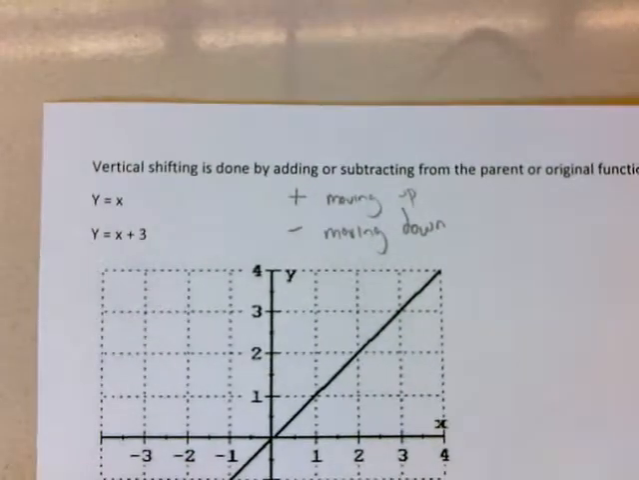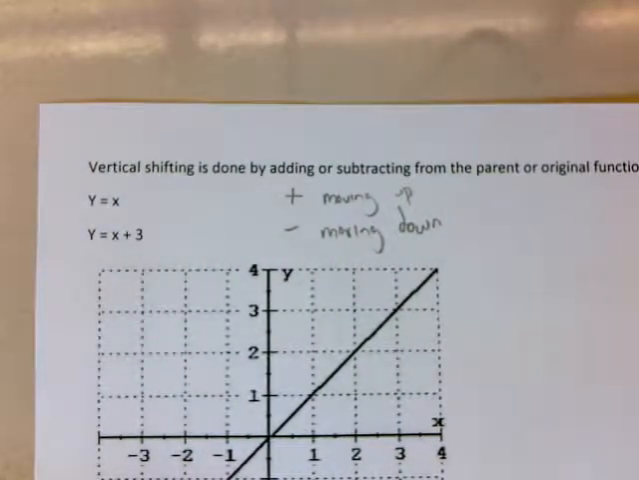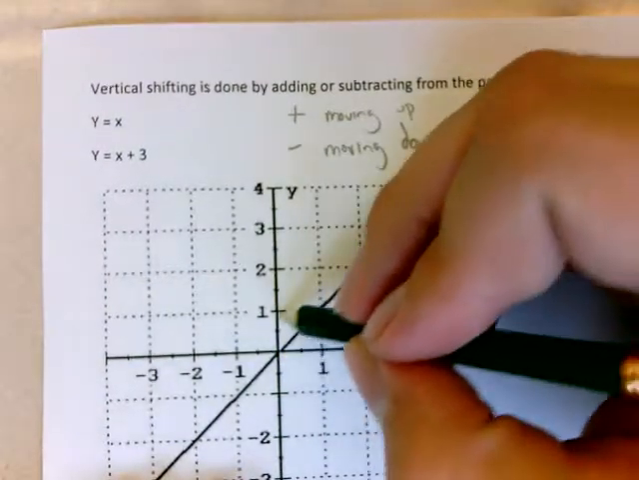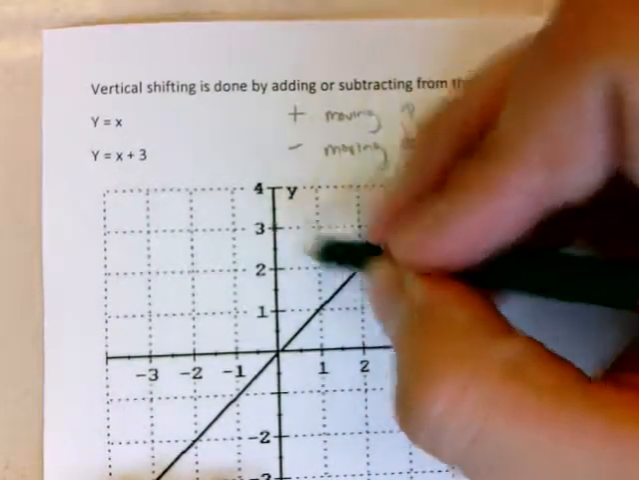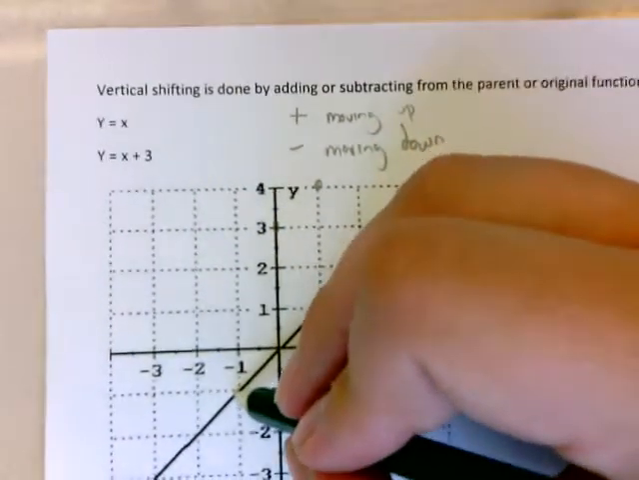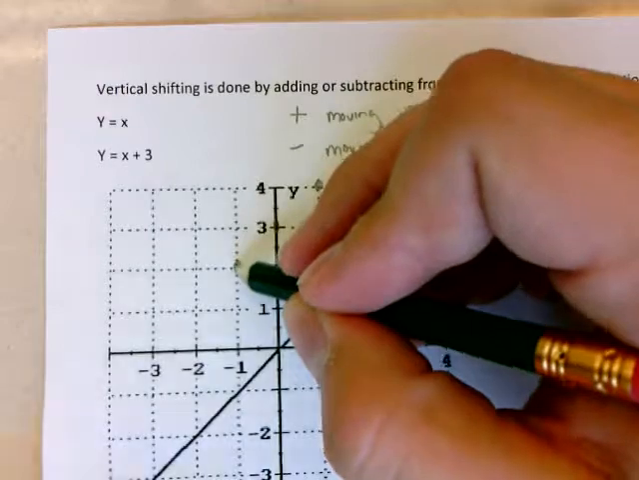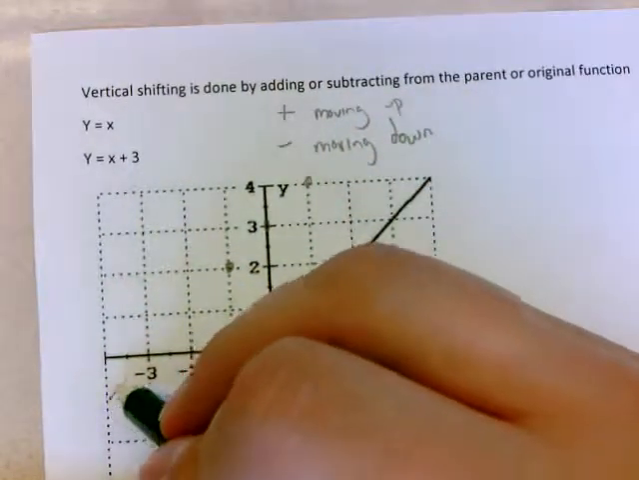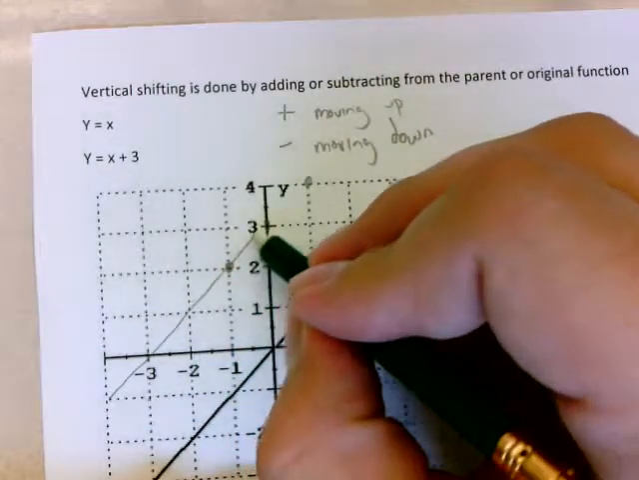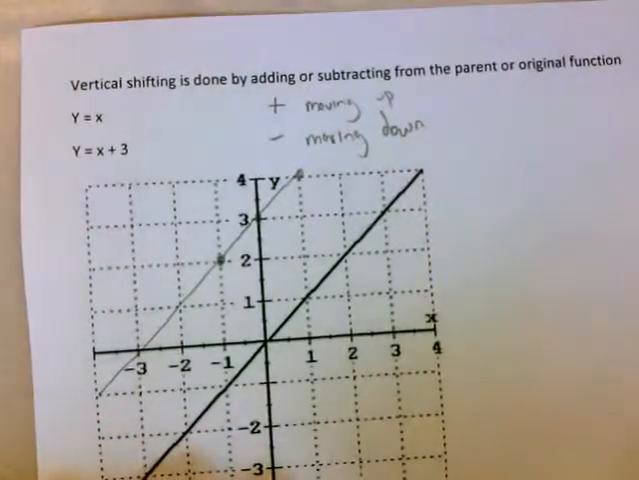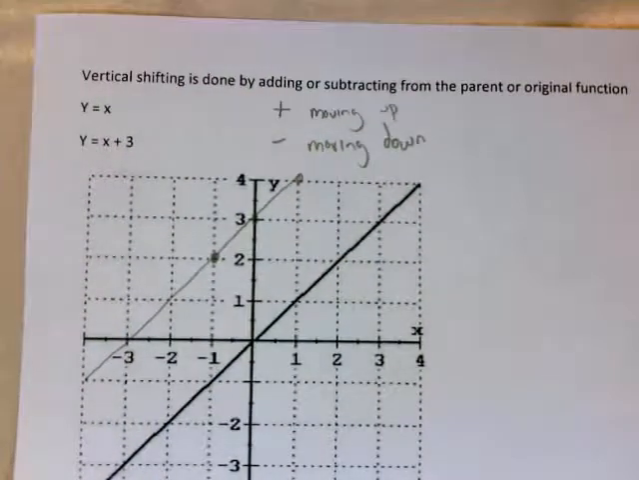When you're adding, you're moving up. When you're subtracting, you're moving down. So, all these points, they move up 3. 1, 2, 3. Okay? This point goes up. 1, 2, 3. This point goes up. 1, 2, 3. Okay? This makes a line. You can see I shifted the line up 3. So I'll leave that there for a second.